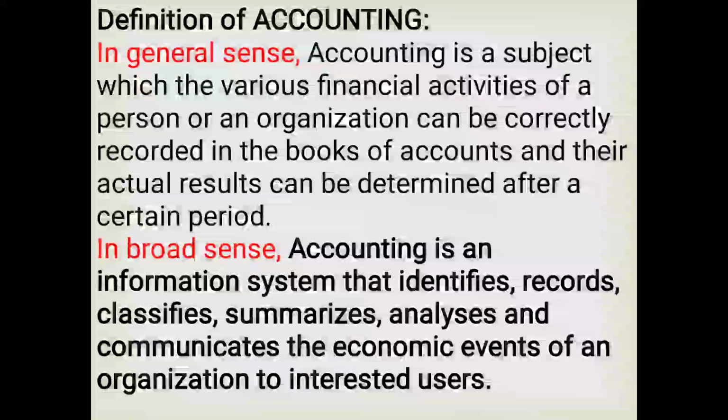Number 2, Weygandt, Kieso and Kimmel. The famous definition, from the renowned writers of the accounting book Weygandt, Kieso and Kimmel, Accounting Principles. Accounting is a process of 3 activities: identifying, recording and communicating economic events. In other words, accounting is an information system that identifies, records and communicates the economic events of an organization to interested users.